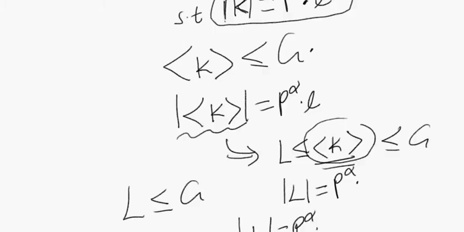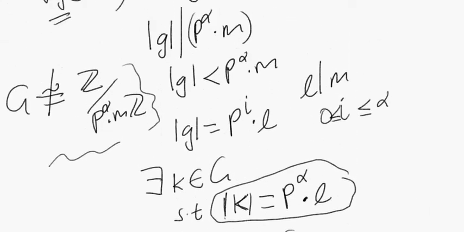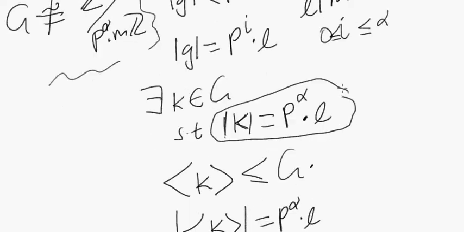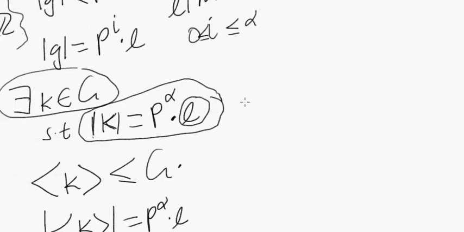This is all well and good, but what's the problem with this argument? The problem is, how do we know that if the group is not cyclic, there must be some element little k of G whose order is p to the alpha times l? That is, that p to the alpha remains the same and we have some little power l. So this leads us to trying to prove this theorem. Suppose we prove this instead. Let's see if you buy it.